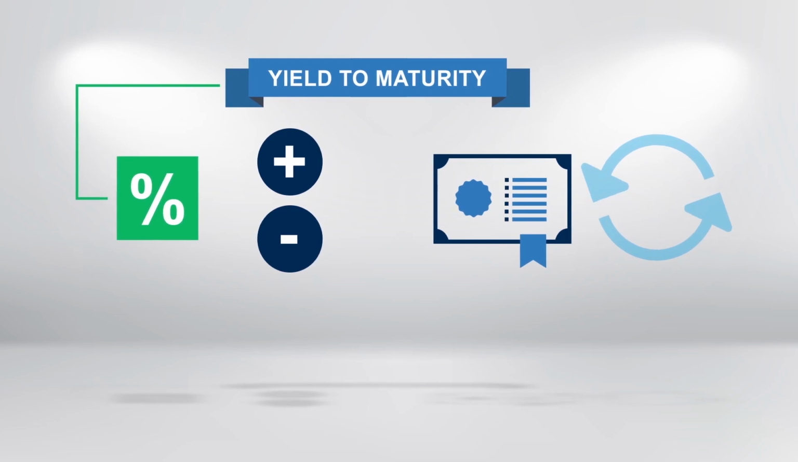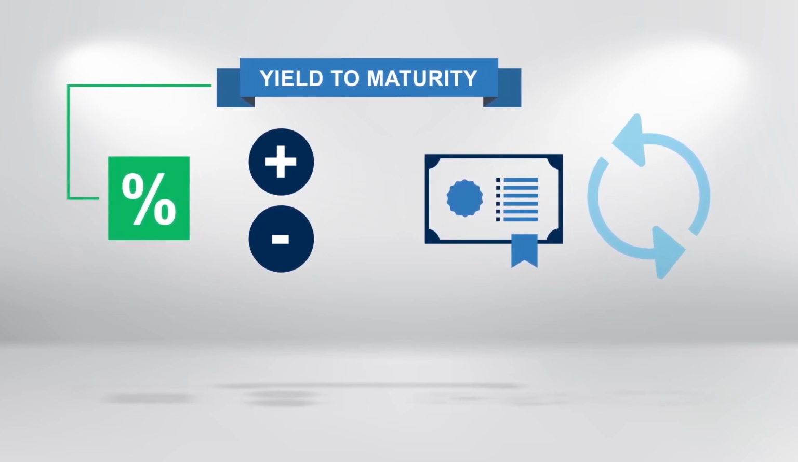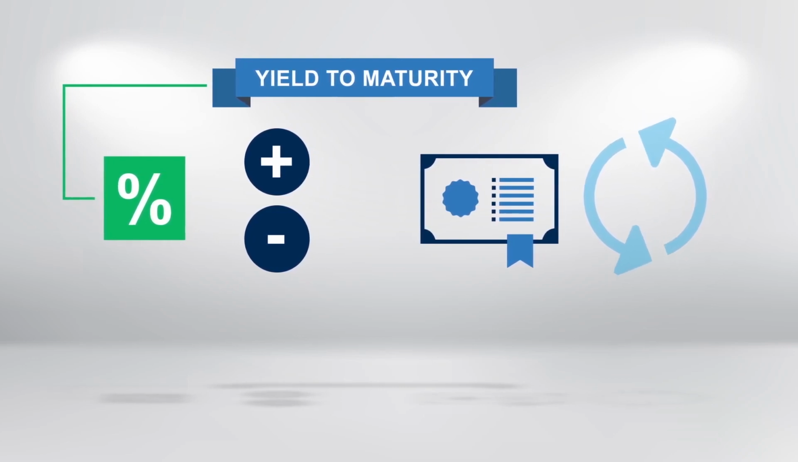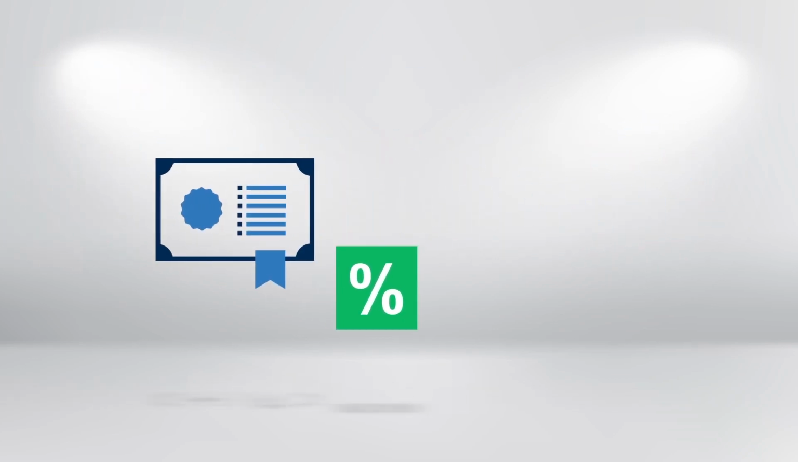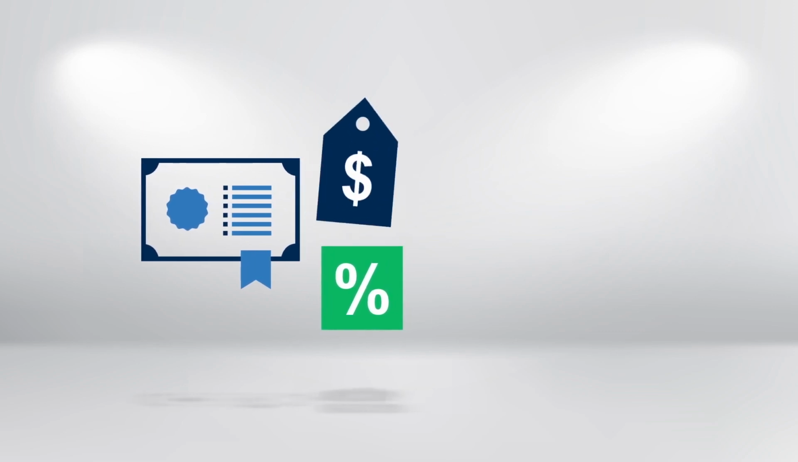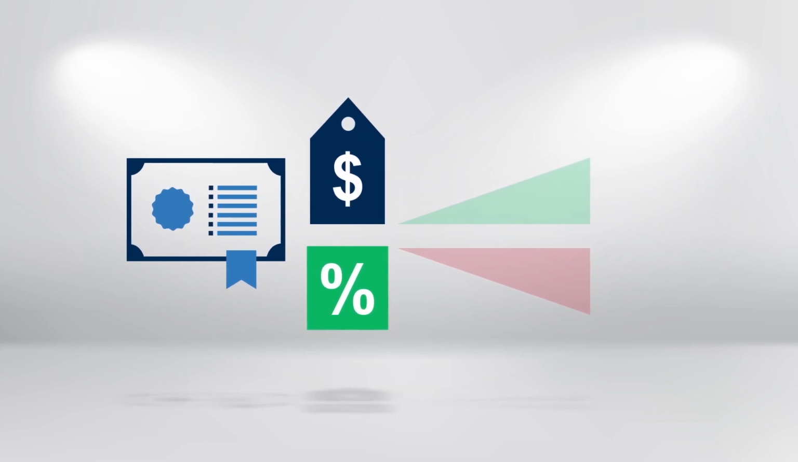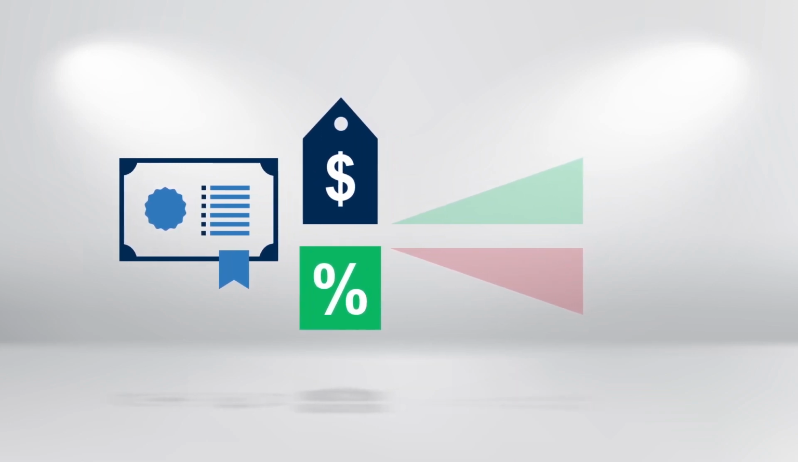The formula assumes that the investor will reinvest future coupon payments at the same rate as the current yield on the bond. Now note that the yield of a bond is inverse to its price. So as bond prices rise, bond yields fall. And we'll discuss this in more detail in another course.